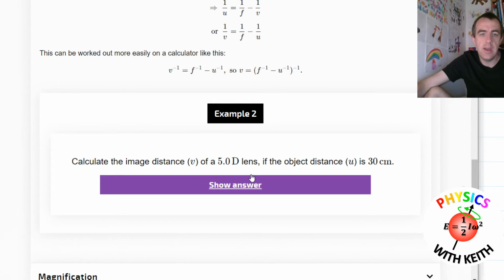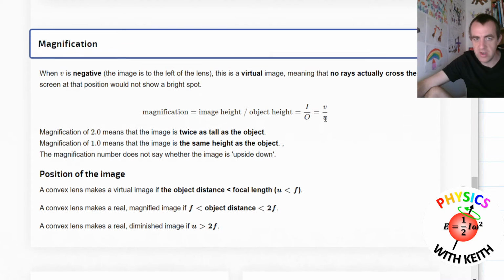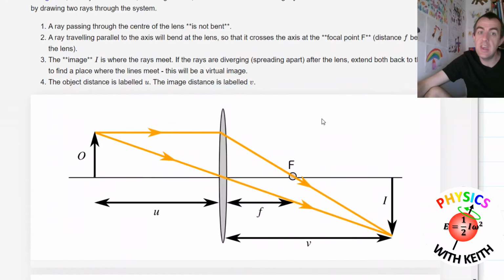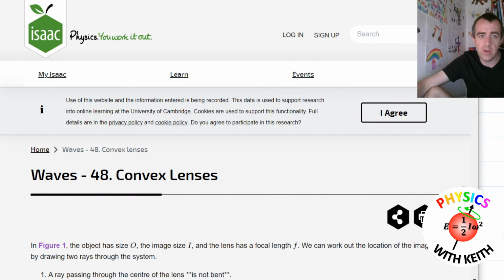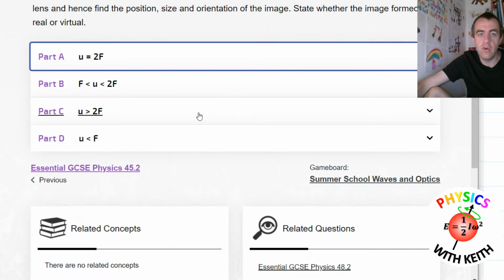And also we can go to magnification, which I think does come up, the idea of how big the image is compared to the object. Magnification is image height divided by object height. So all the notes are here for you to self-study, because there's a lot going on in that. But basically for each of these questions, you're going to have to draw the ray diagram very carefully.